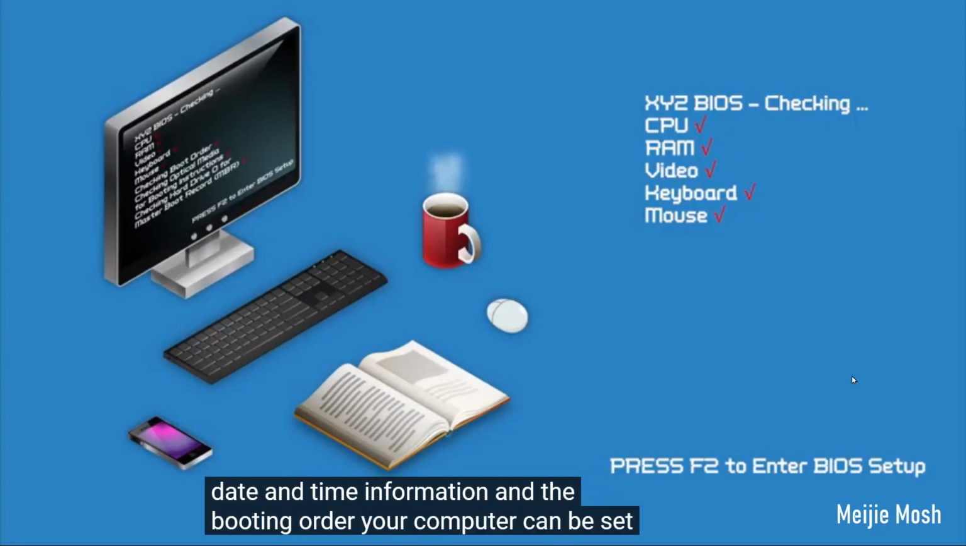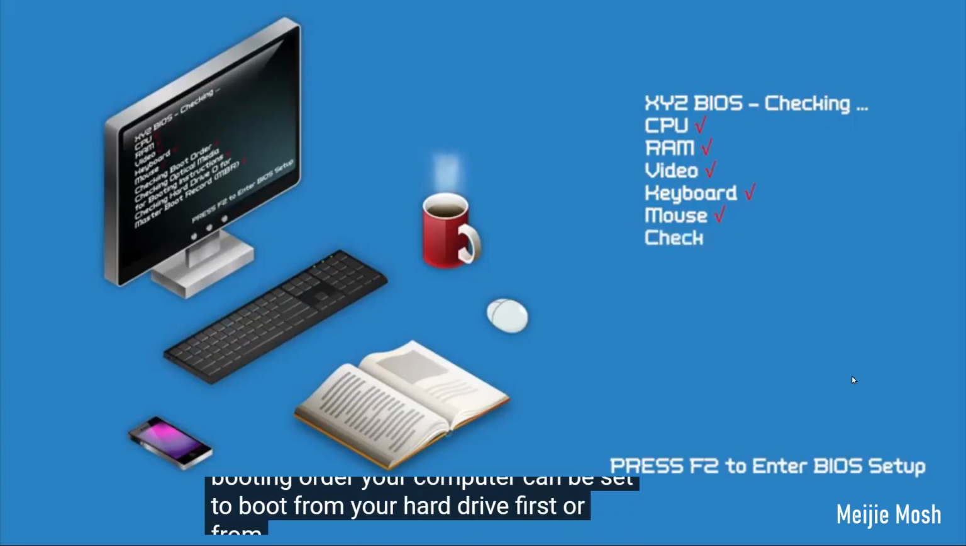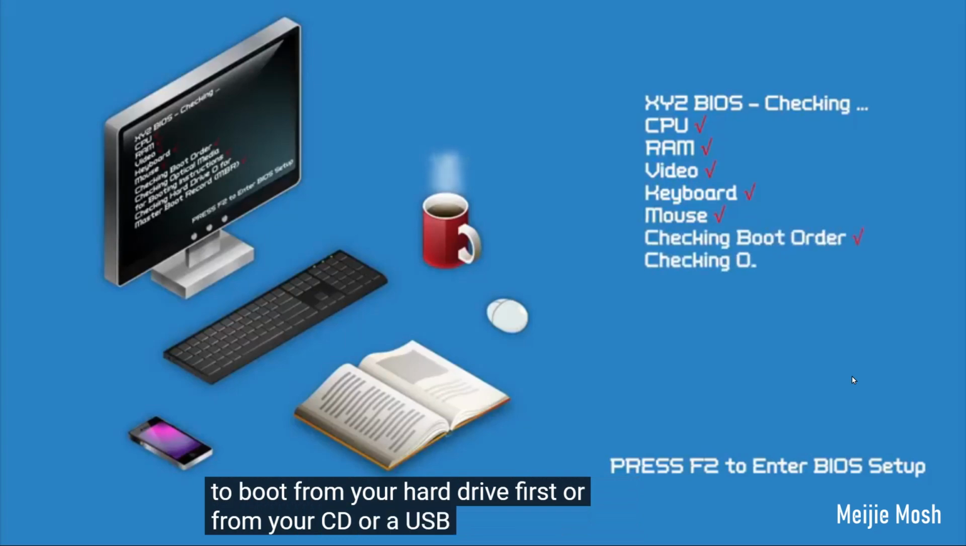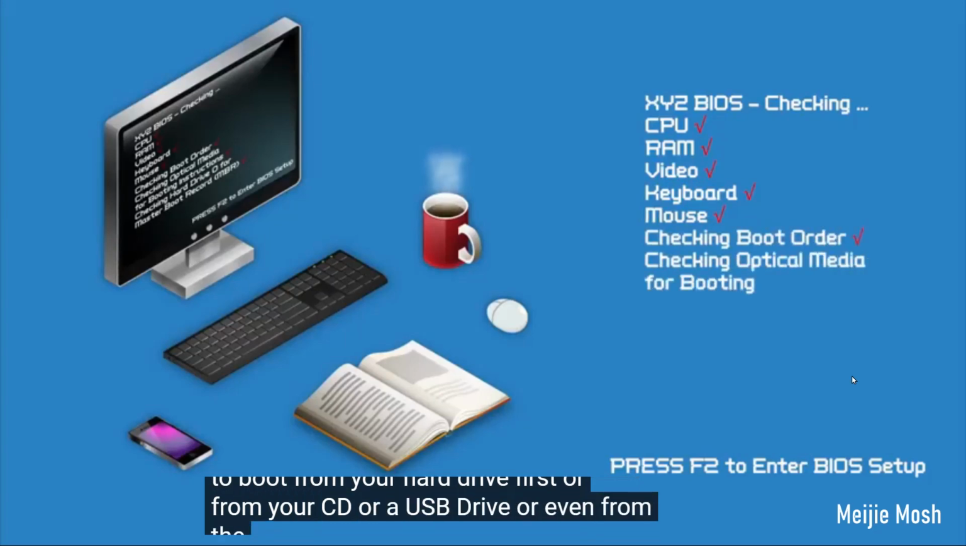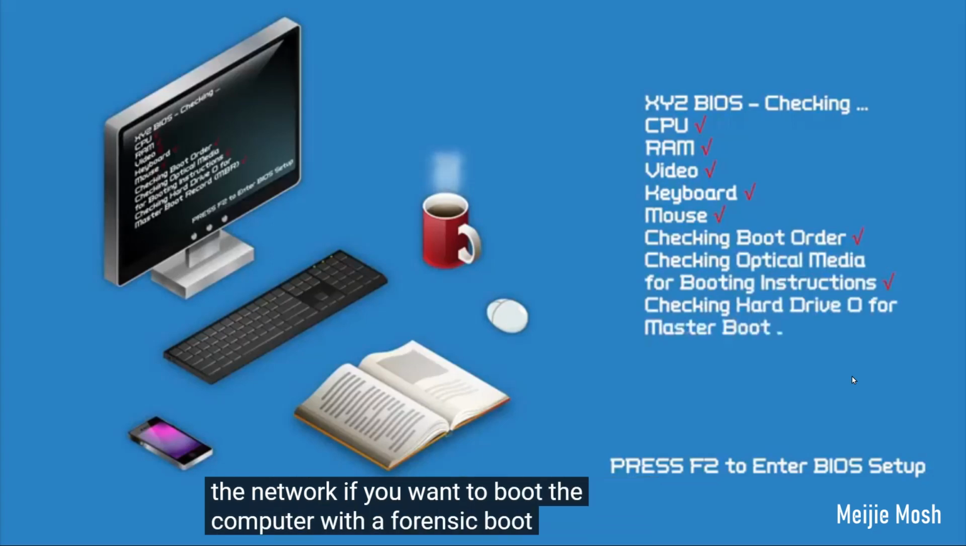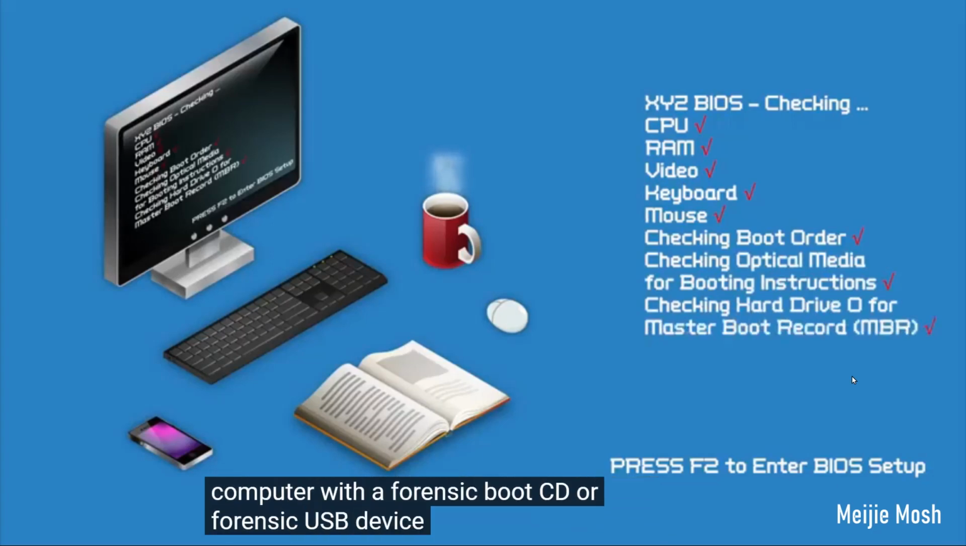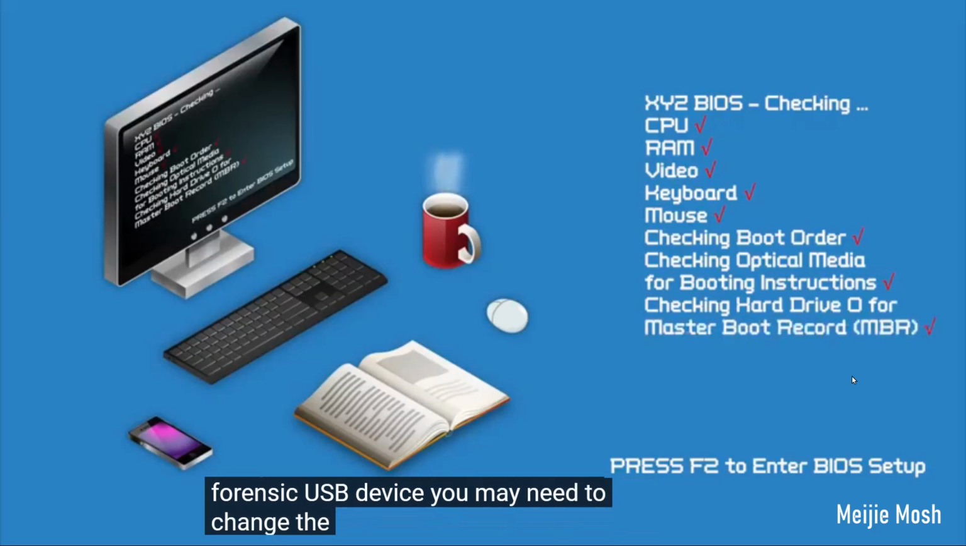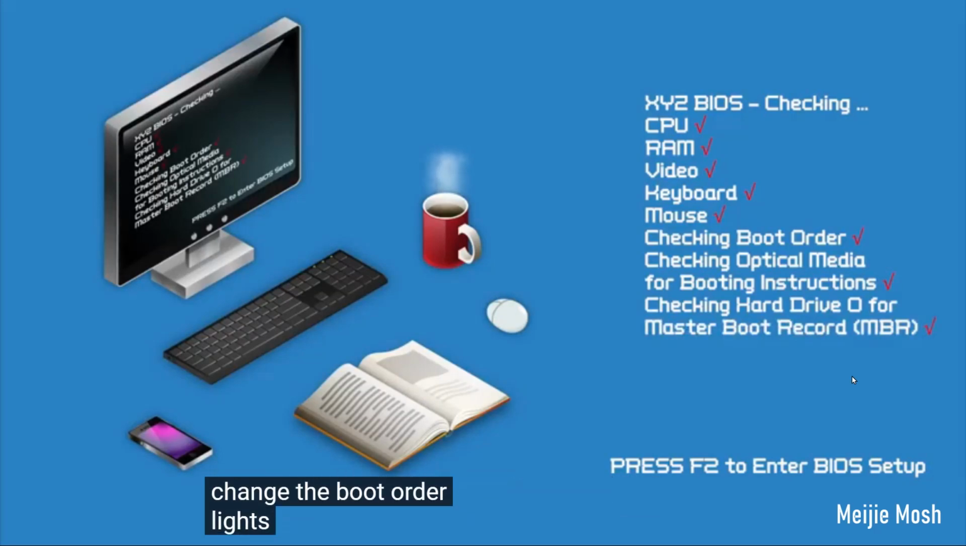Your computer can be set to boot from your hard drive first, or from your CD, or a USB drive, or even from the network. If you want to boot the computer with a forensic boot CD or forensic USB device, you may need to change the boot order. Lights on each drive will flash as the post checks them for booting instructions.